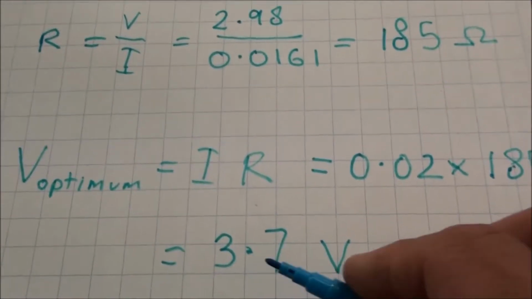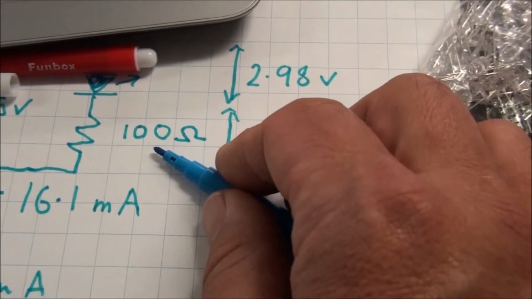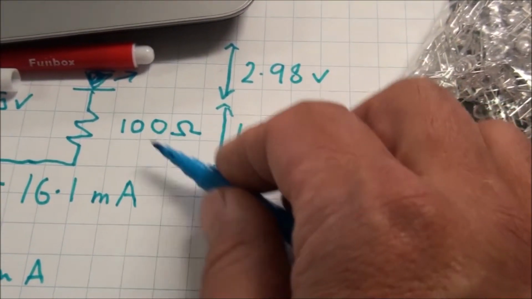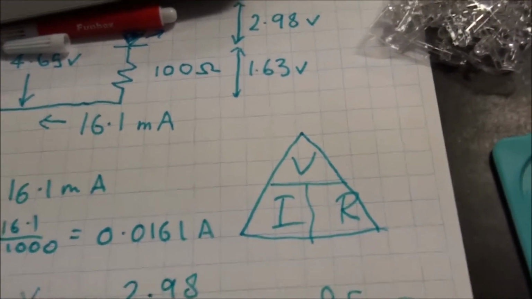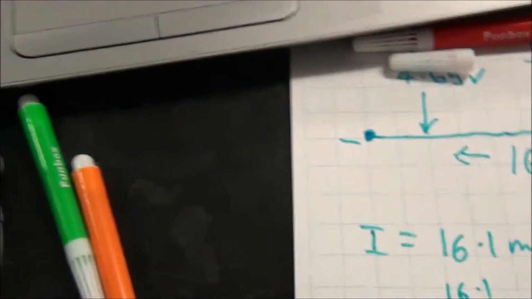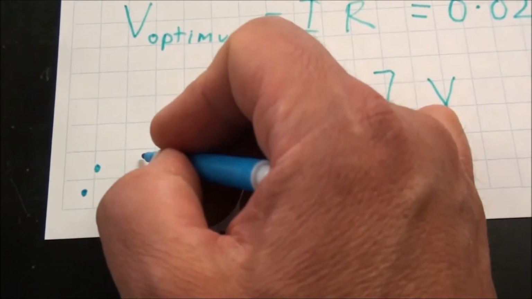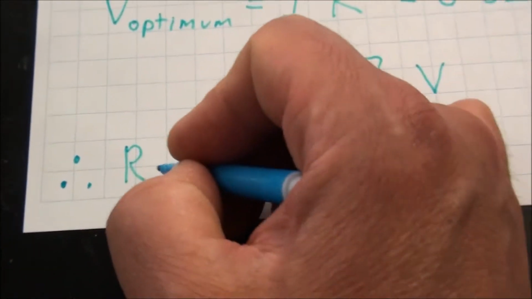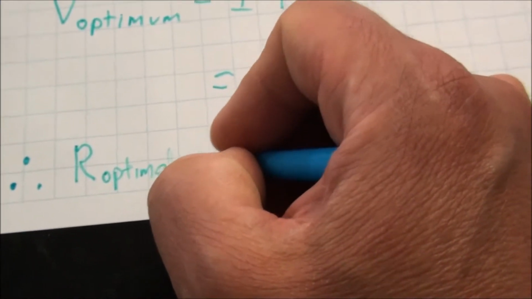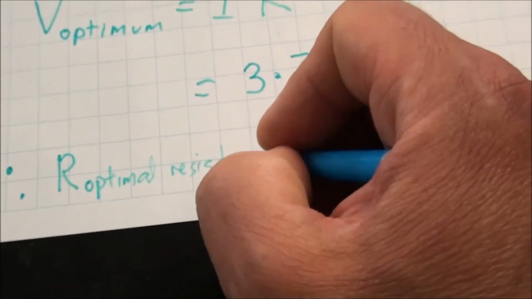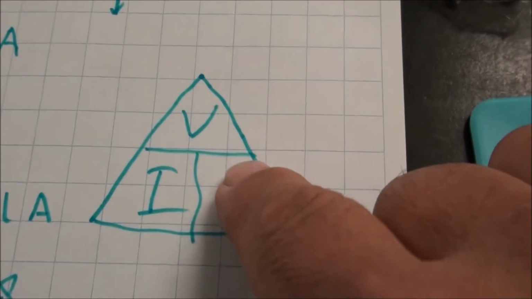That means I need to have the right resistor. So I used originally a 100 ohm resistor. Okay, so that is obviously not the best resistor for this to get the optimum brightness. So therefore, the resistance to get the optimal resistor, the resistance we want, we use Ohm's law again. So R equals V over I.